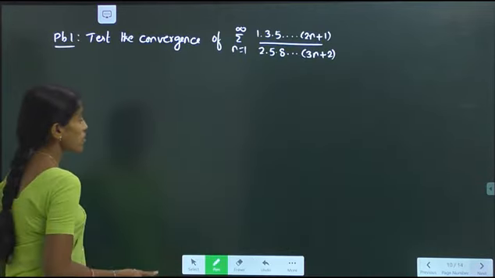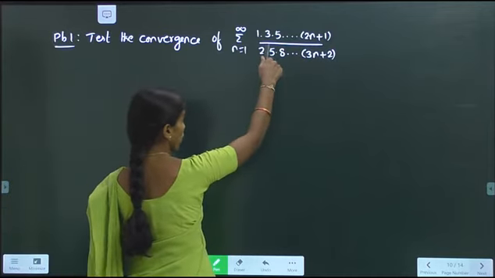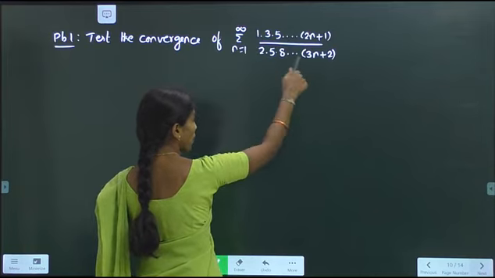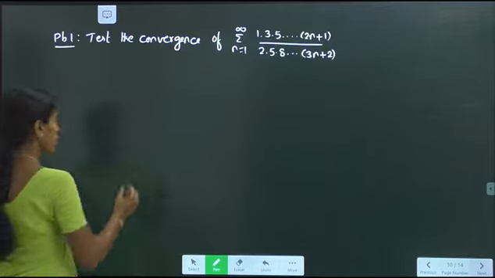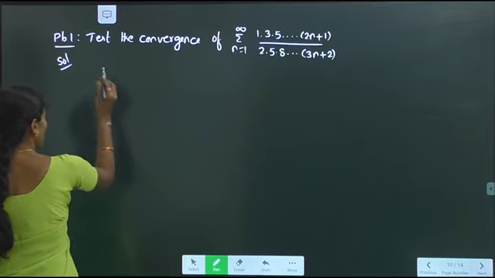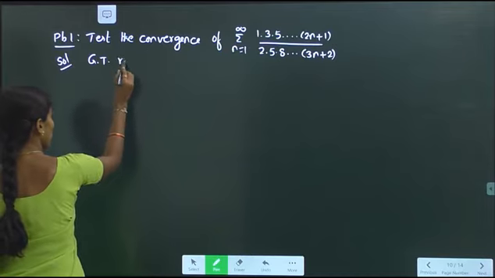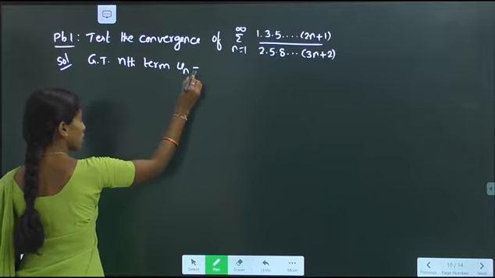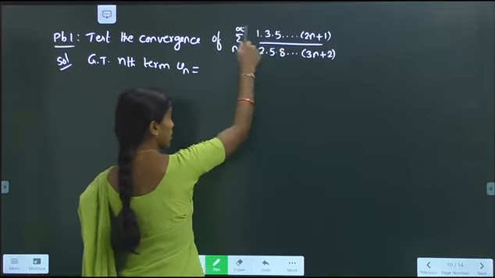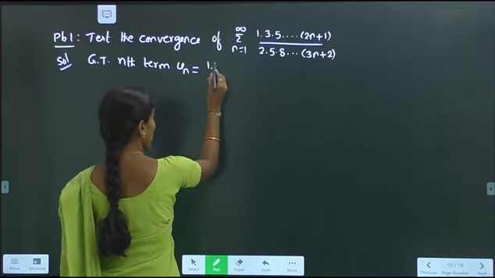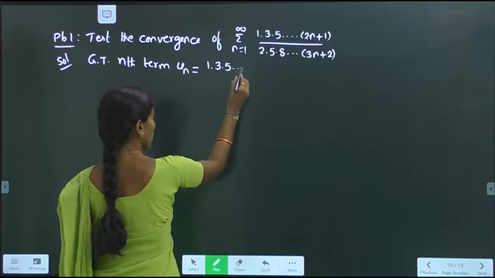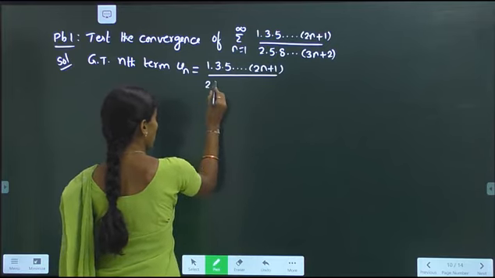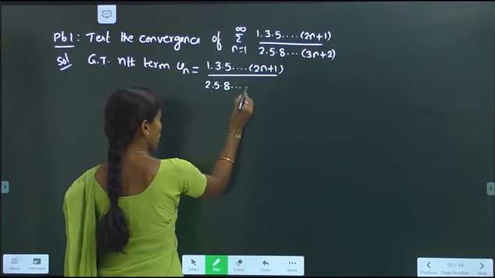Test the convergence of the series sigma n equal to 1 to infinity, 1 into 3 into 5 and so on up to 2n plus 1, and the denominator ends with 3n plus 2, right? What is the nth term un? Generally, the nth term un is equal to the term beside this sigma. So what is this one? 1 into 3 into 5 and so on up to 2n plus 1 by 2 into 5 into 8 and so on up to 3n plus 2, right?